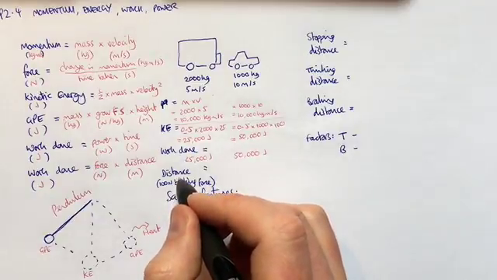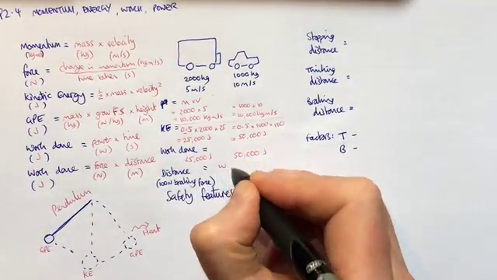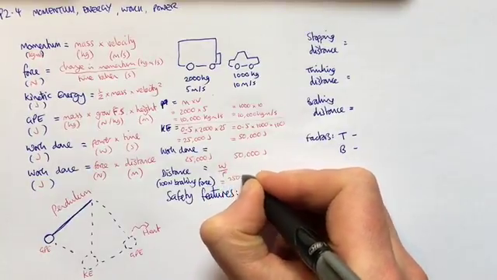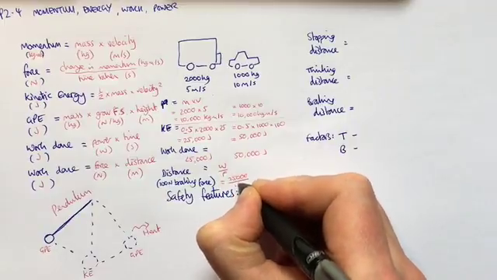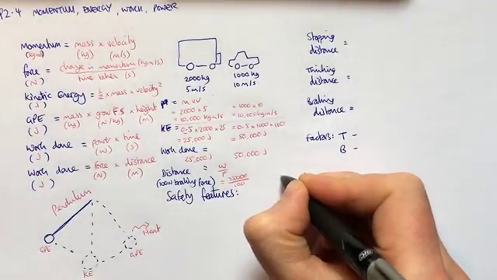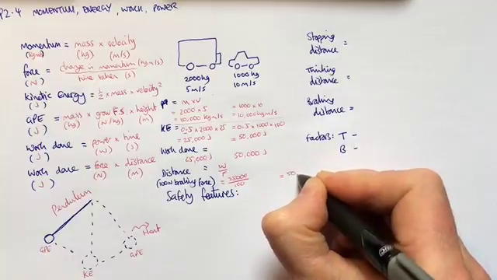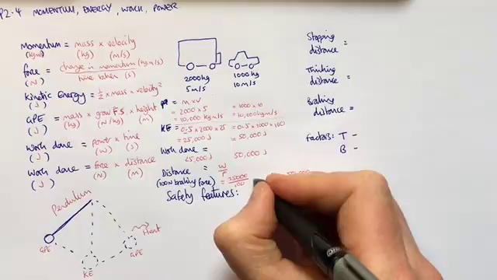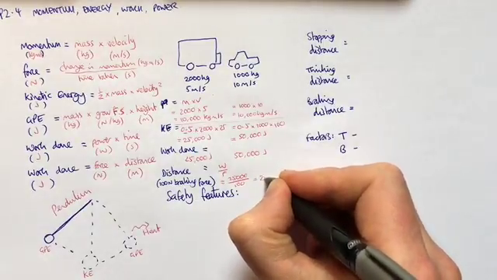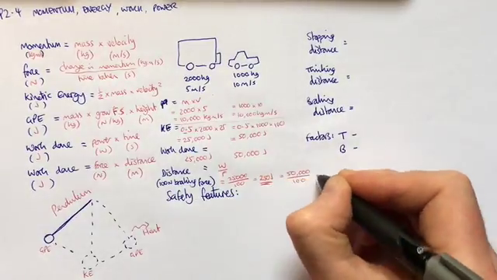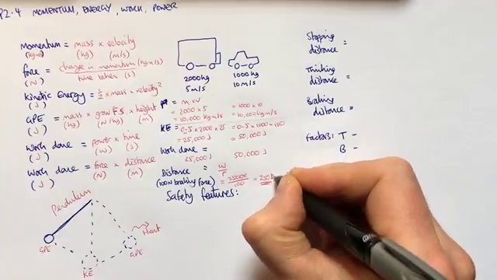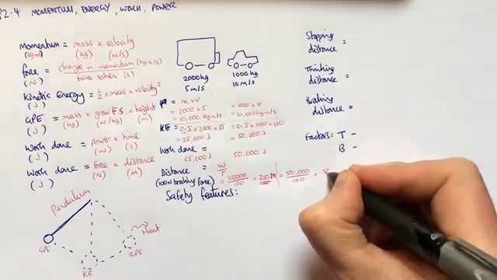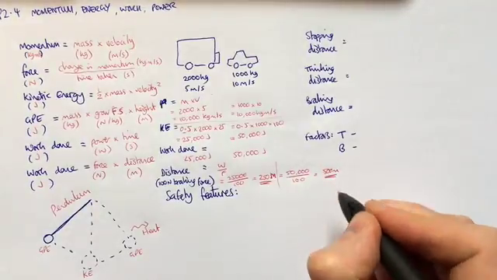So distance is going to be equal to work divided by force. So for the truck, that equals 25,000 divided by 100, and for the car, it's going to equal 50,000 divided by 100. So we get 250 joules, sorry, 250 meters, and we get 500 meters respectively.